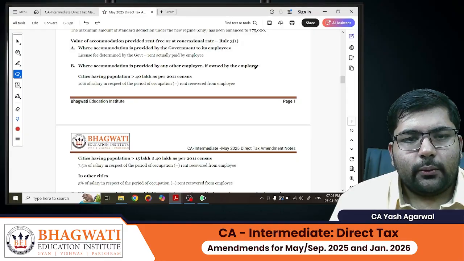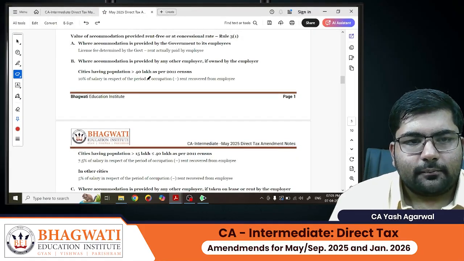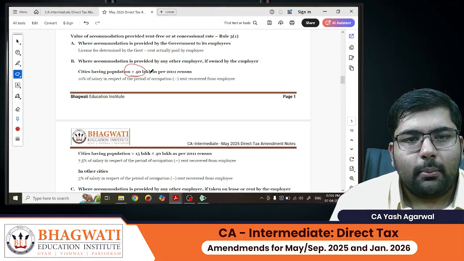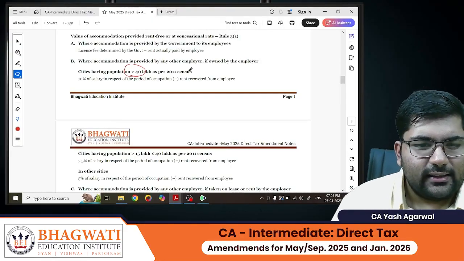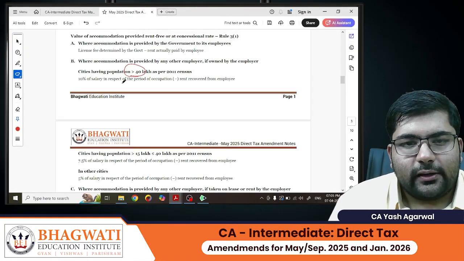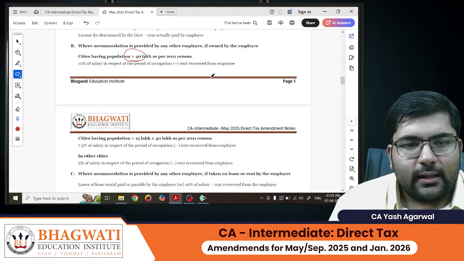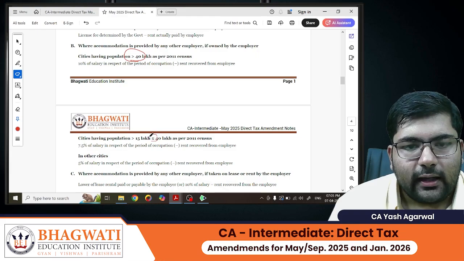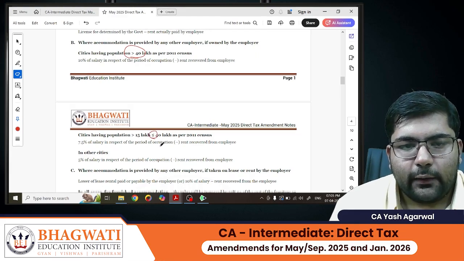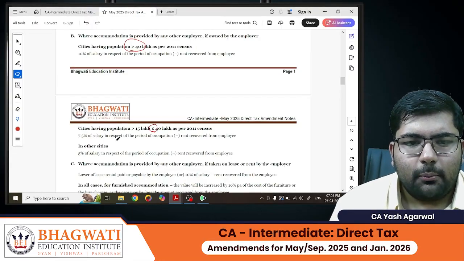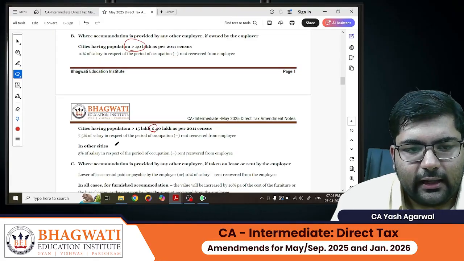the value of the perquisite would depend on the population of the city. If the city has a population of above 40 lakh as per 2011 census, 10% of salary in respect of the period would be the value of perquisite minus the rent recovered. Cities with population of above 15 lakh up to 40 lakh, 7.5% of the salary would be the value of the perquisite. And the residual category, the other cities, means population of up to 15 lakh, correct?